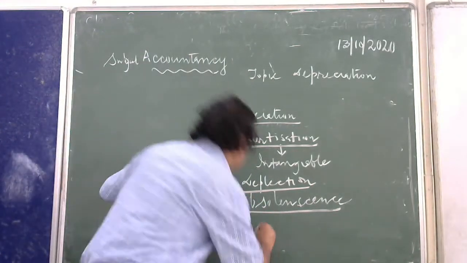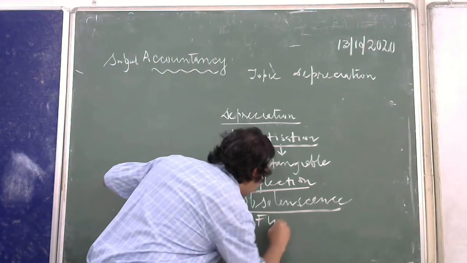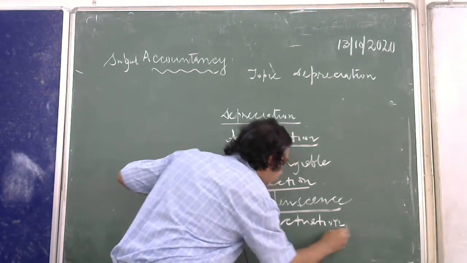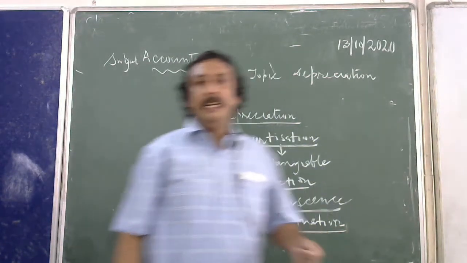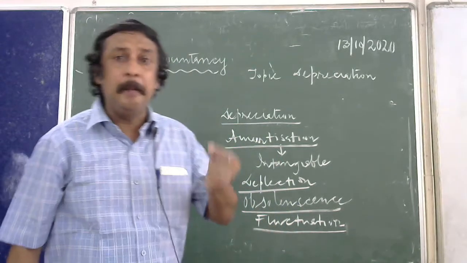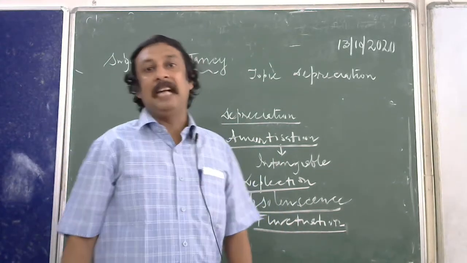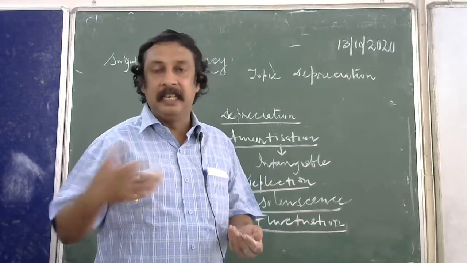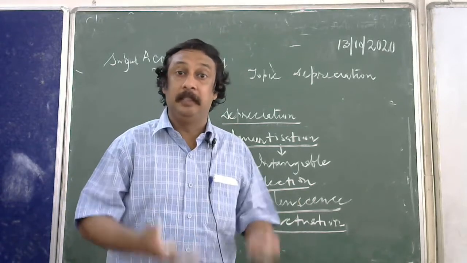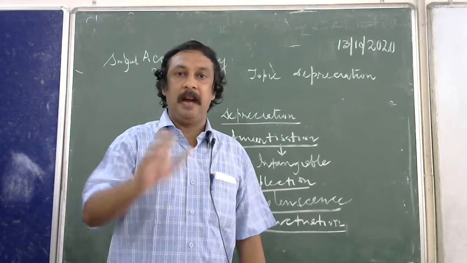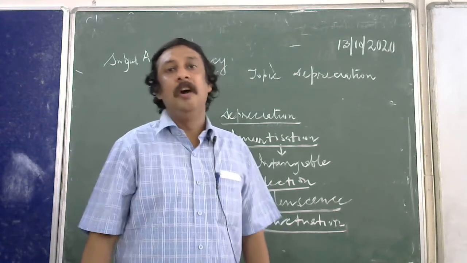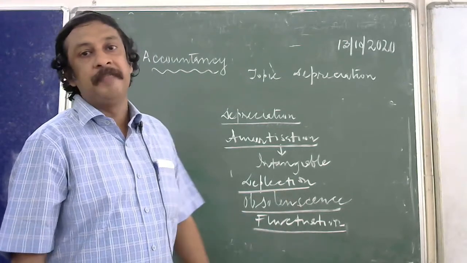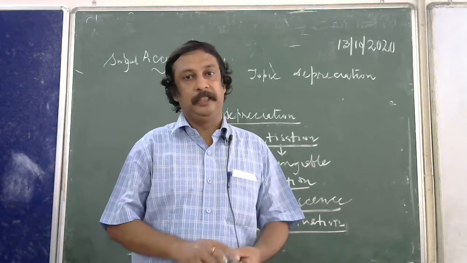And lastly, we use the term fluctuation. What is fluctuation? Fluctuation means an increase or decrease in the market value of the assets. The value of the assets may increase or decrease. It is the market value of the assets, not the cost. When the market value of the assets increases or decreases, it is called fluctuation.